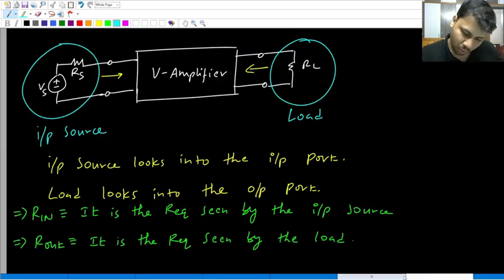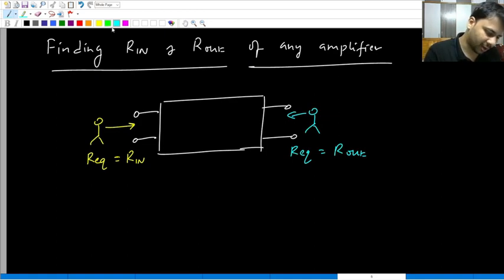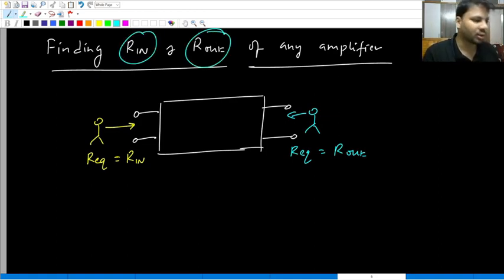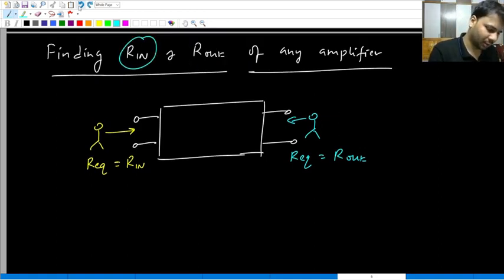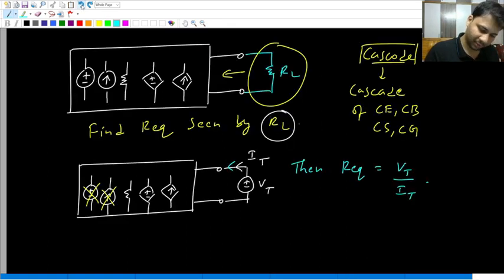So what is our original agenda? It is to find Rin and Rout of any given amplifier.